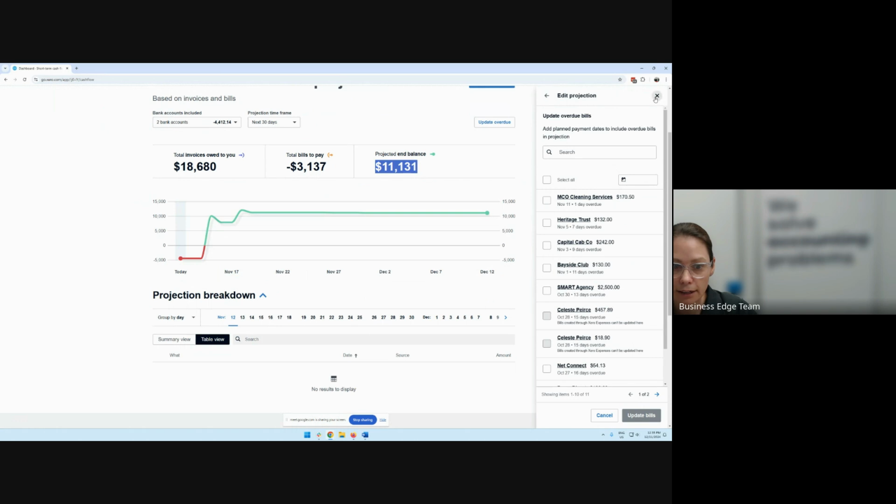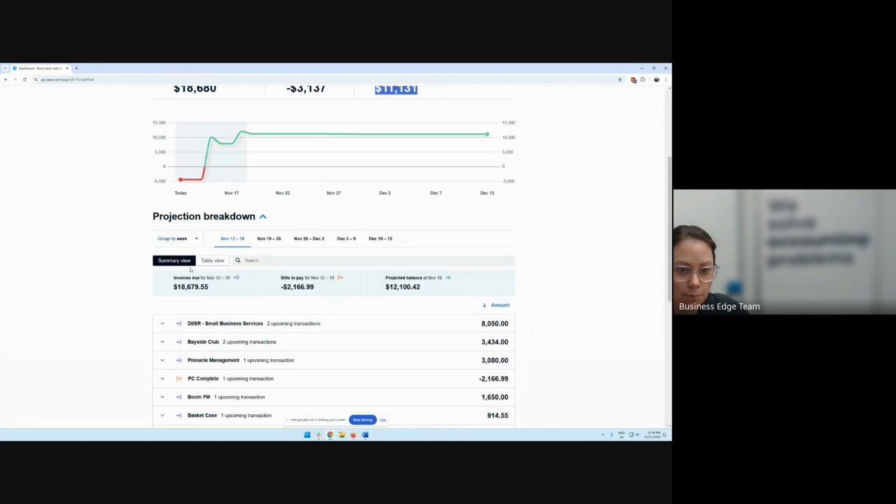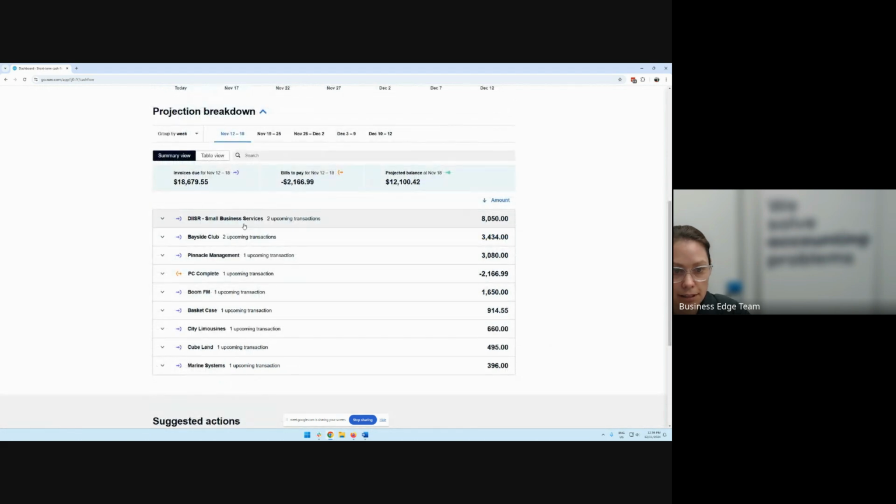So now let's have a look a little bit deeper down. With the breakdown, you can also have a look at what's coming up on the days. You can group it by day or you can group it by week. So it's showing you what is coming up in the next 7 days here for the week as to what bills are coming up. So you can see that you've got some transactions that are coming up, different bills that need to be paid in there as well.